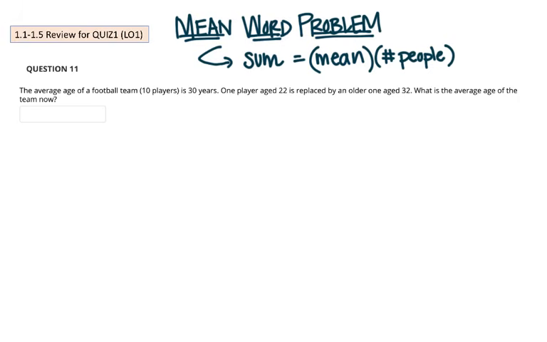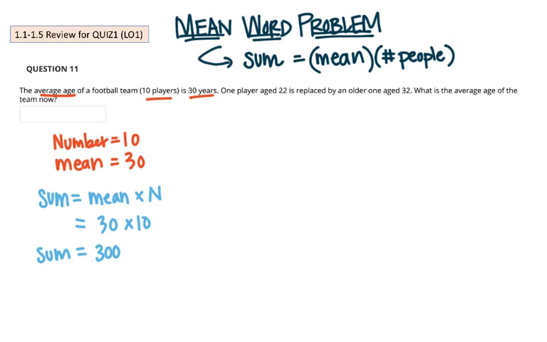Okay, and this is a word problem to do with mean, which my advice always when you have a mean word problem is you calculate the sum of all the data. And that you can calculate by knowing the mean and the number of people or the number of items. So let's see what the question says. It says the average age or the mean is 30 years and there's 10 players. So I write that information down, and now I'll find the sum. So in this case, it's 300.